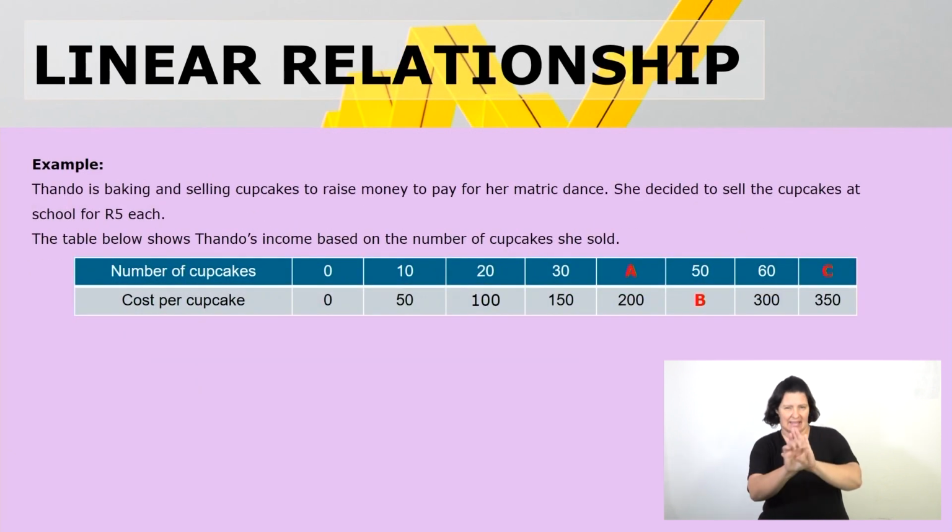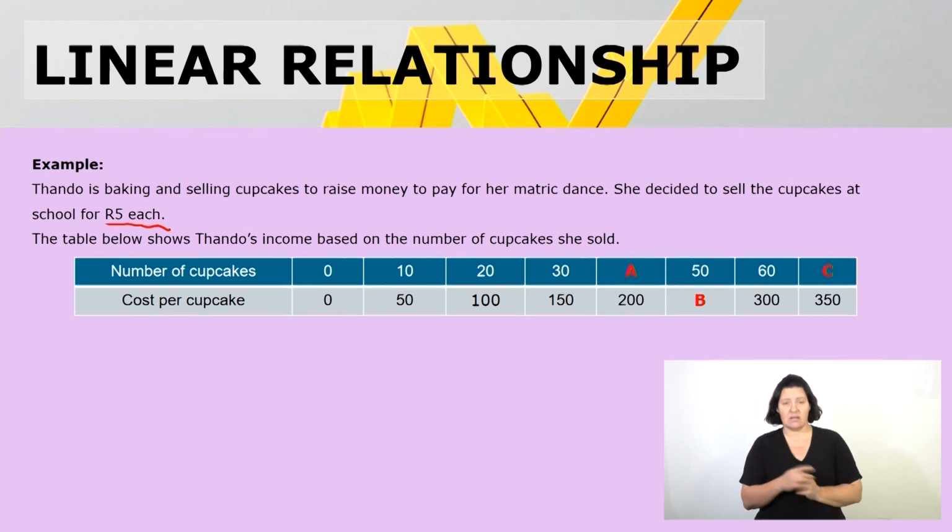Here is an example. Tando is baking and selling cupcakes to raise money to pay for her matric dance. She decides to sell cupcakes at school for 5 rand each. The table below shows Tando's income based on the number of cupcakes she sold. Again, we have a table.